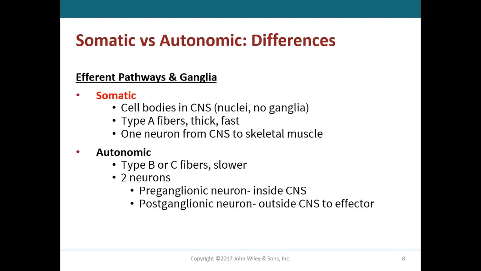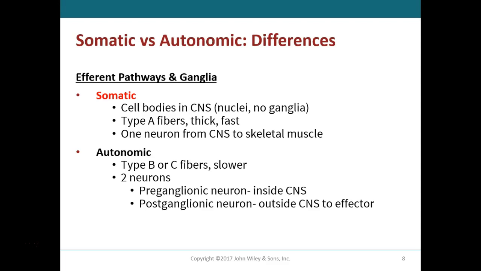So the efferent pathways and where those cell bodies are located are also different in the somatic versus the autonomic nervous system. In the somatic nervous system, the bodies of the neurons are going to be found in nuclei in the central nervous system. Now remember, nuclei refers to a group of cell bodies. So found in the nuclei, not a structure known as a ganglia. The fiber types of those neurons are going to be what are known as type A fibers, so they're very thick and they transmit nerve impulses very fast.